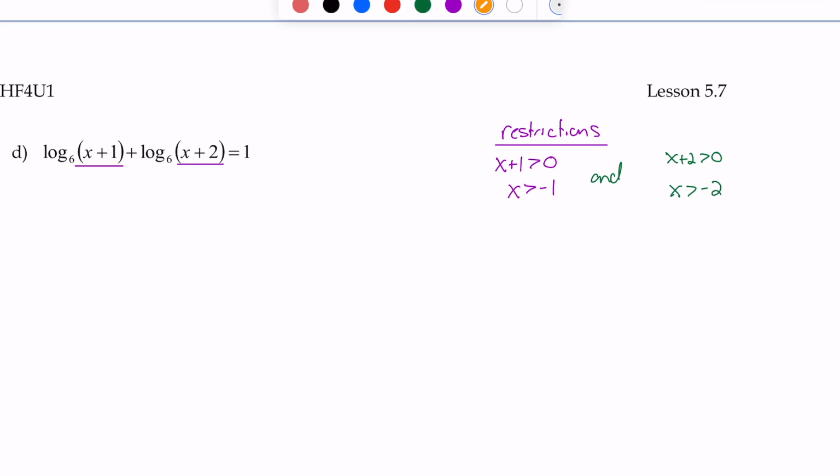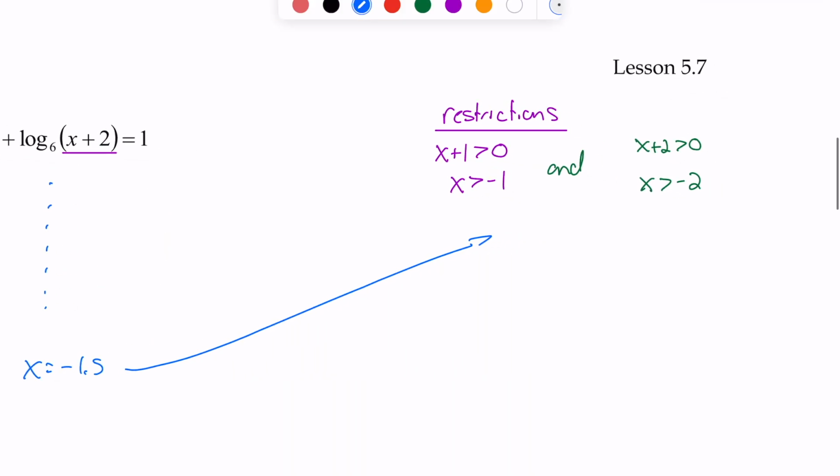Well, are both a restriction? Let's say I went through and solved this, and I got a number like negative 1.5. Well, if I went up here and asked, okay, is that solution valid? Negative 1.5 is bigger than negative 2, but it is not bigger than negative 1. So I'm satisfying this constraint, but I'm not satisfying this constraint.